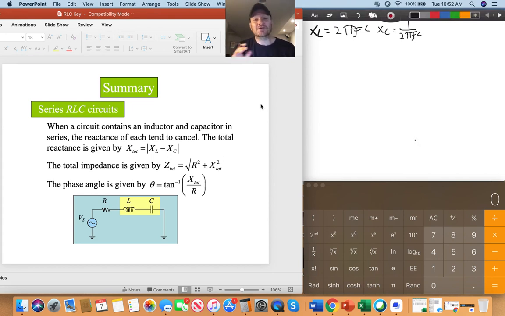All right, so now we have to understand what the total of that is. Okay, what is our total reactance?